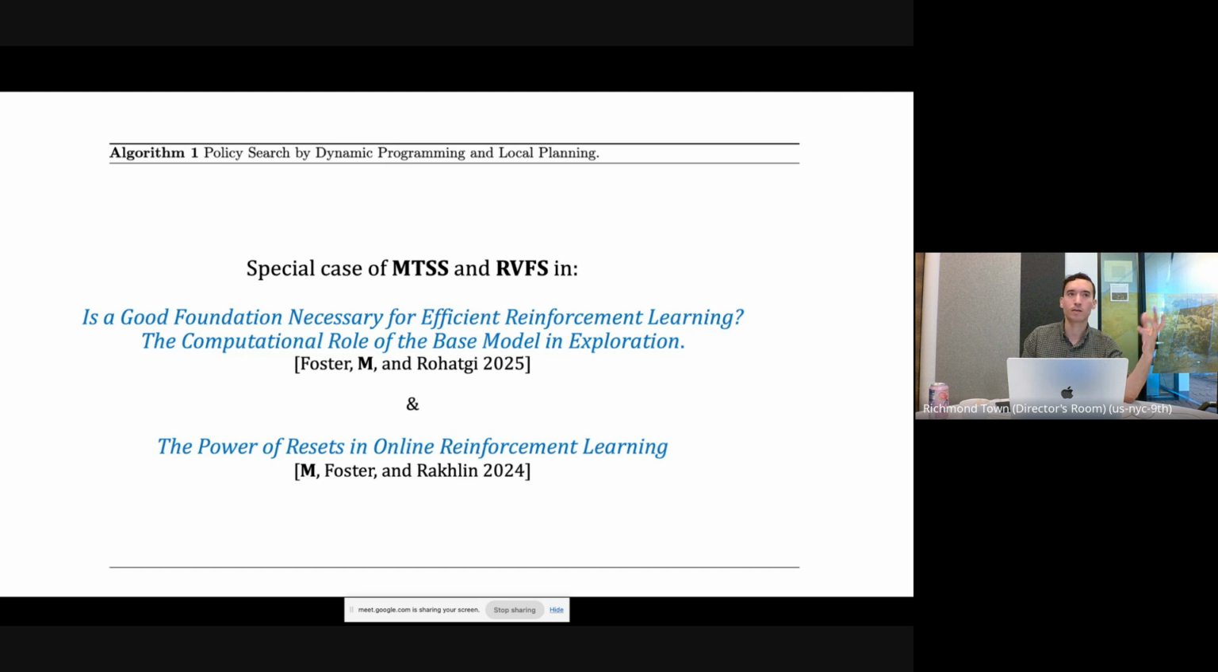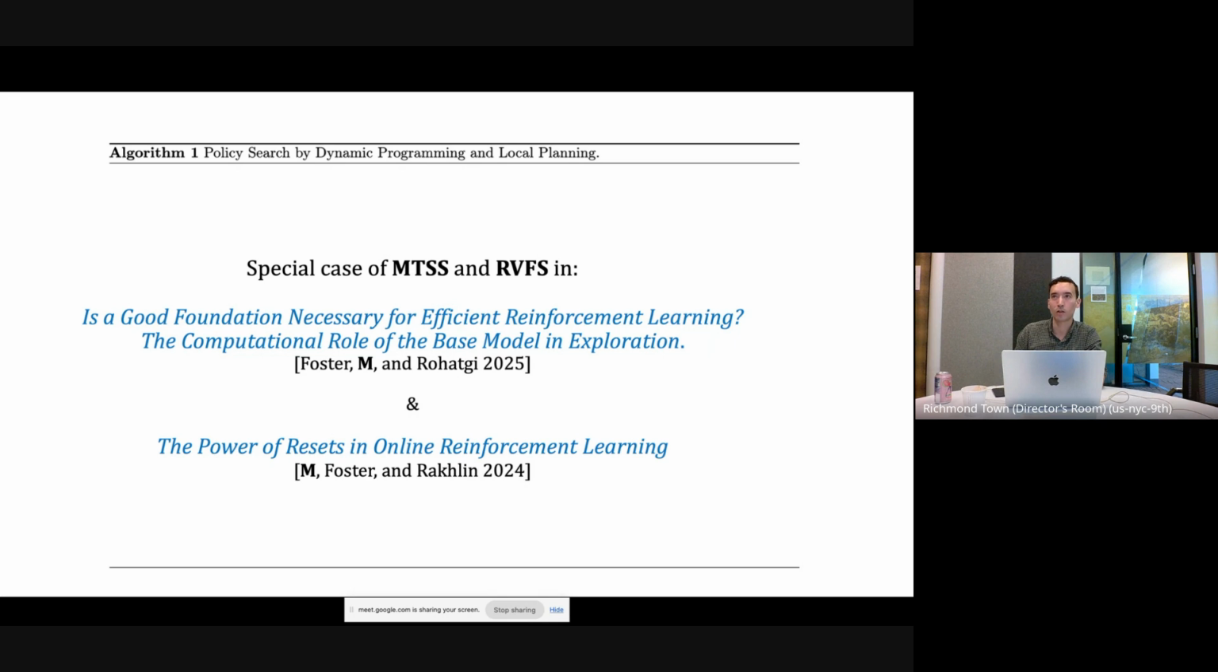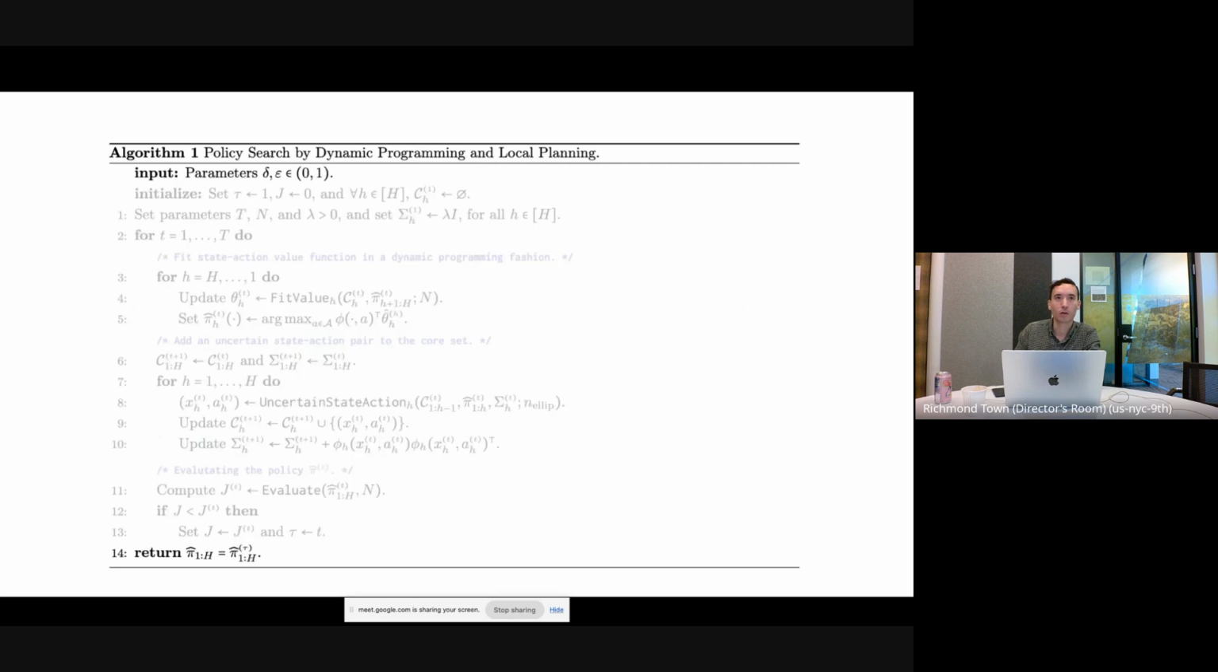One of them is MTSS. In this paper, the first paper, we have an efficient algorithm for this setting for linear Q star beta MDPs. So you have a KL regularized MDP where Q star beta is linear. And there we show that you can have a computationally efficient algorithm. That paper is interesting, so I'm doing advertisement here for it. And this algorithm is also a special case of this RVFS, a paper that I talked about a couple months ago. So okay, let's jump into the algorithm.